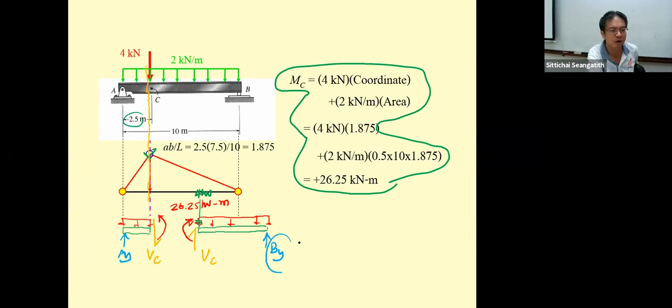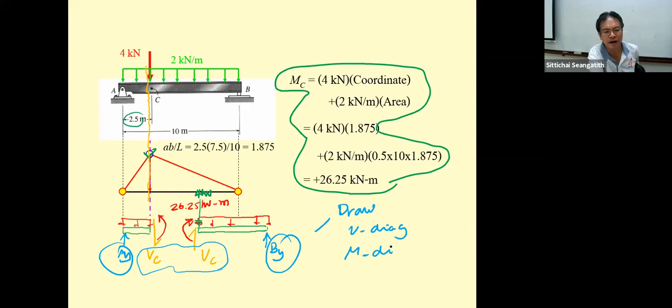Okay, when you know the reactions, you can find the shear, and then you can draw the shear diagram. You can draw the moment diagram based on this. Okay, let me demonstrate to you on the next problem. We have about 20 more minutes on this problem. Let me switch this one to what we have.